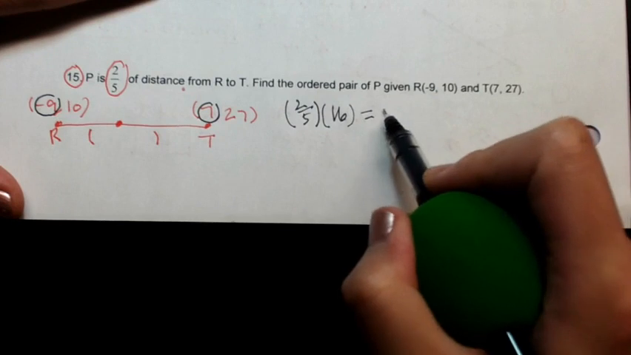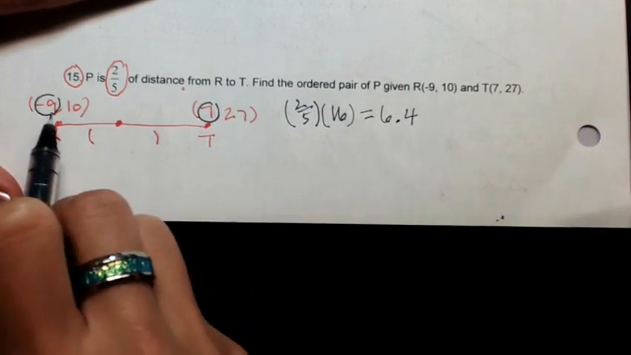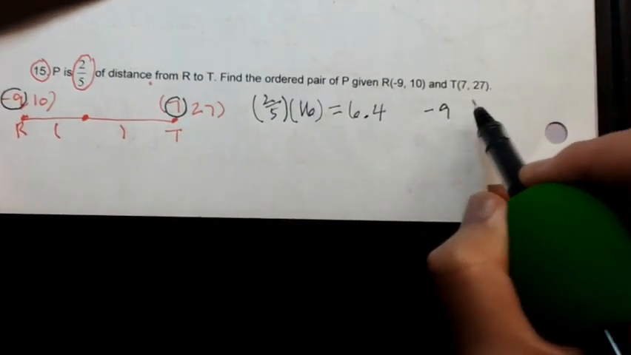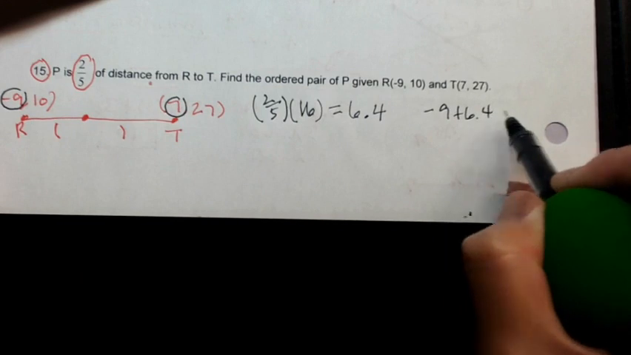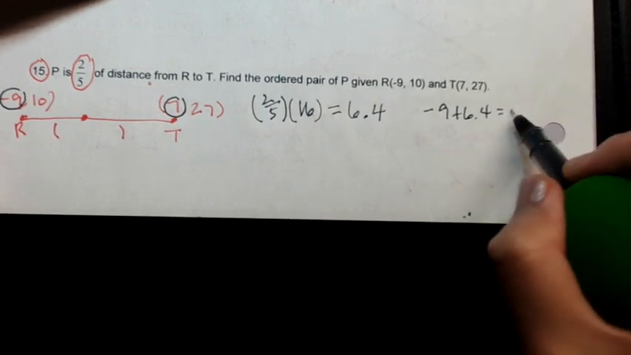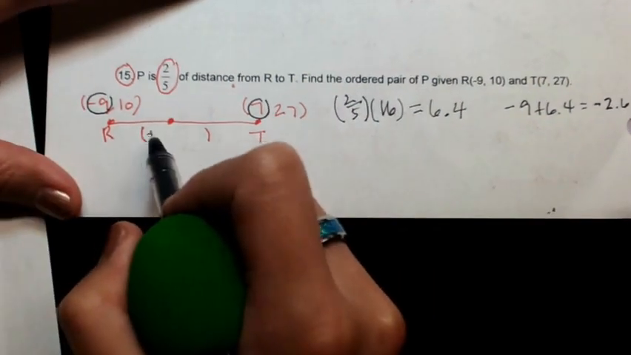It should be 6.4. Now it'll be 6.4 if we started at 0. What number did we start at? So starting at -9, I've gone 6.4. Type that in. Negative how many? 2.6. That is your x-coordinate.